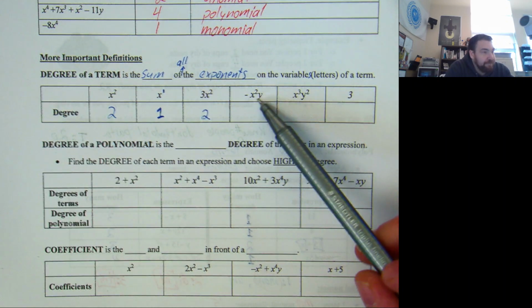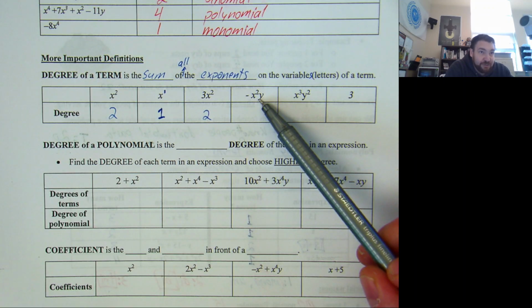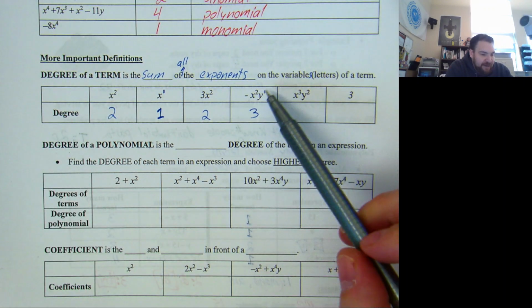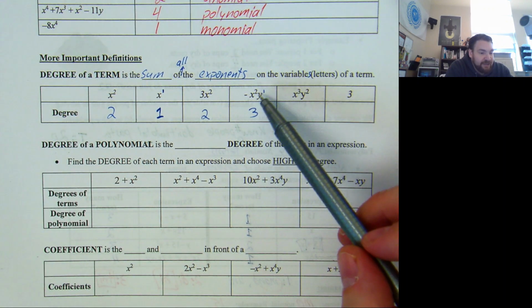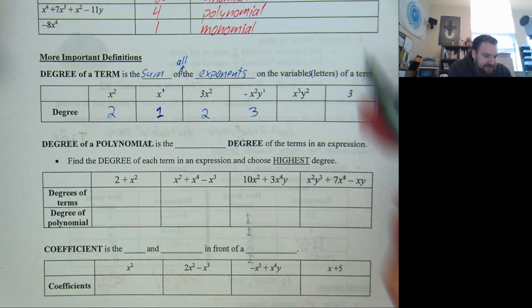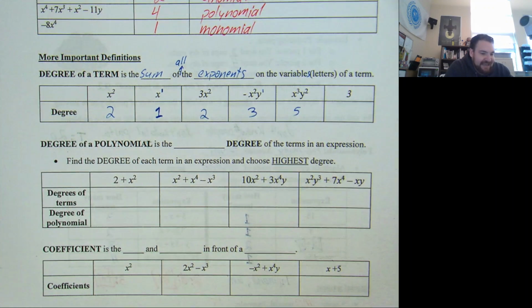How about this one? Yes, Andrew, it is 3. Because the y has an exponent of 1, the x has an exponent of 2, you add those together, you get 3. How about this one? It is, in fact, 5. And this last one is?